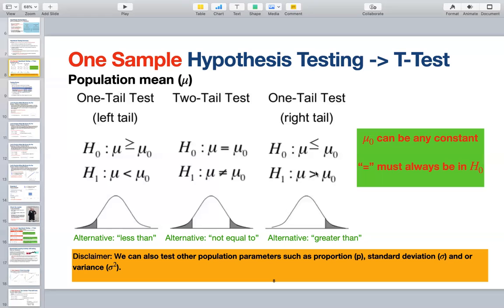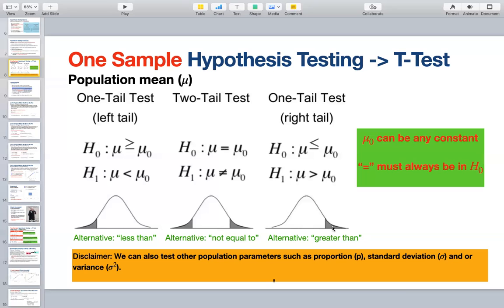And if you look at the alternative hypothesis with the greater than sign, then your critical region is here. You will have to calculate the test statistic and see whether your test statistic falls into this critical region. If so, you will have to reject the null hypothesis.